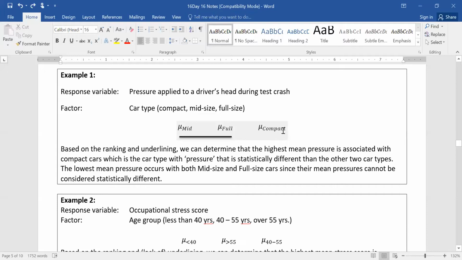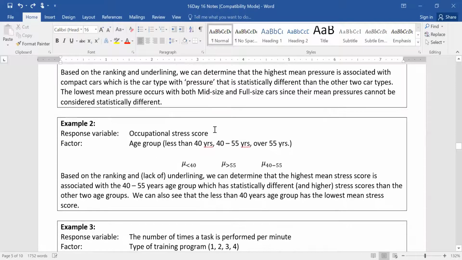So we're saying that's the highest for this compact car. It's statistically different from the other 2. And then I mentioned that the other 2 are statistically the same and they have the lower pressure. I know they're statistically the same because they're underlined, right? So just writing a conclusion based on this graphical display. Let's take a look at this other one.